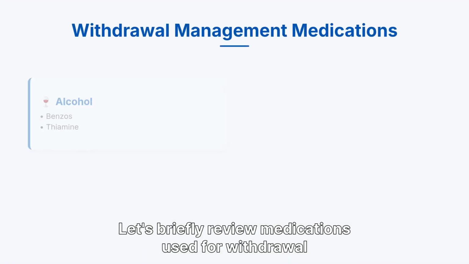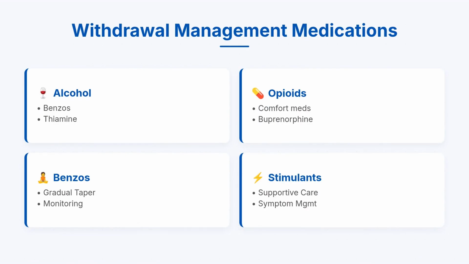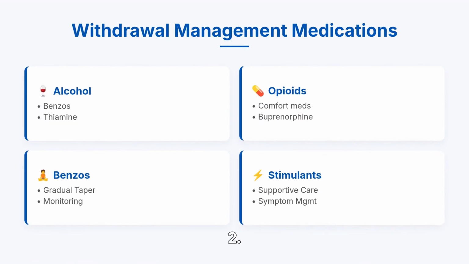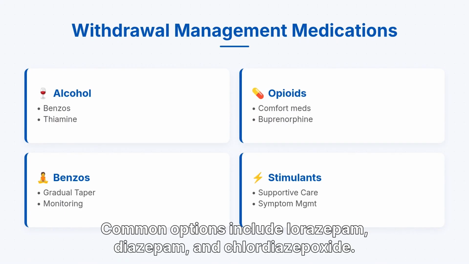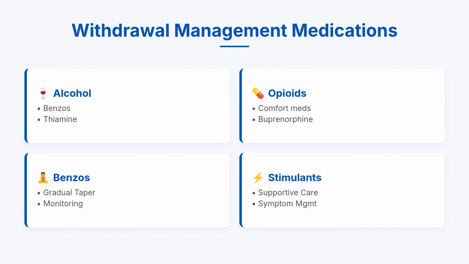Let's briefly review medications used for withdrawal management, which we touched on in Module 2. Alcohol withdrawal: benzodiazepines are the first-line treatment. Common options include lorazepam, diazepam, and chlordiazepoxide.